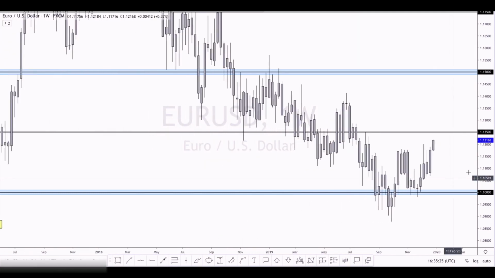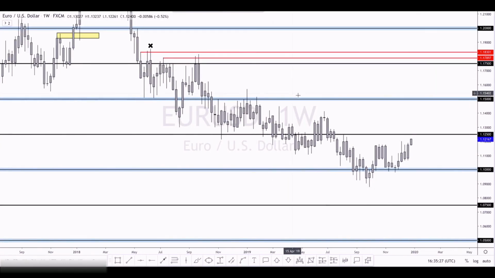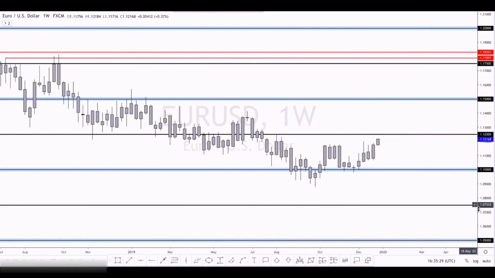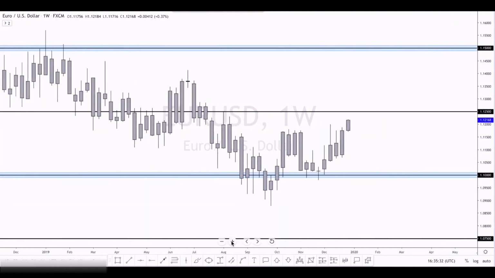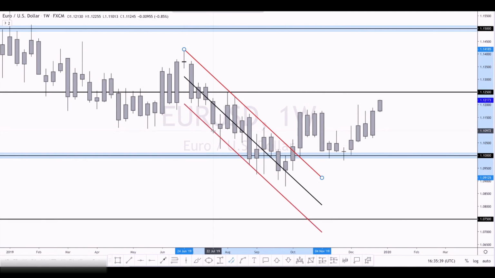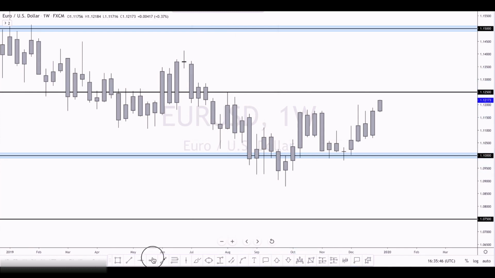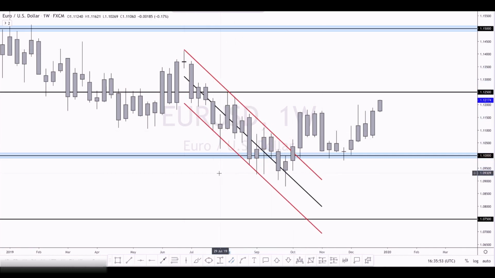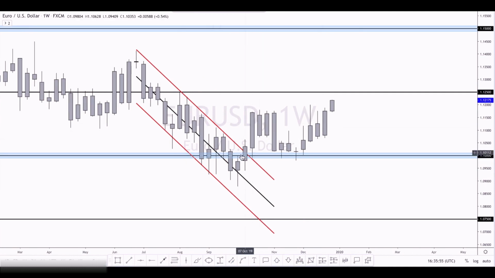So the only thing for me now, when we're talking continuations, I just want to make you understand continuation and reversal. So here we've got a strong downtrend in play. A very, very strong weekly downtrend in play. Lower highs, lower lows. But price ideally shouldn't break out. So we shouldn't see price break back out of this bearish trend. We could see a fake out, but we shouldn't see a higher low made.